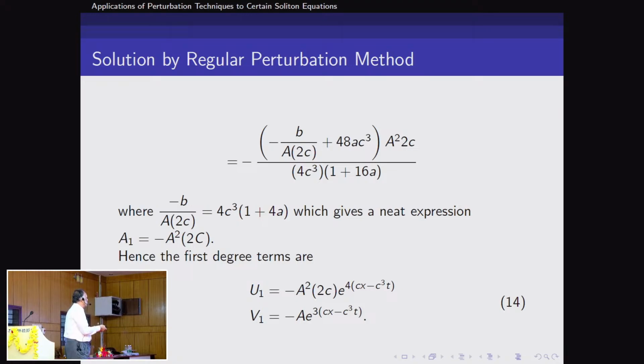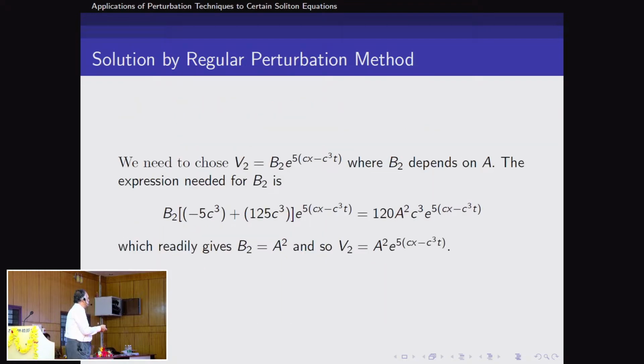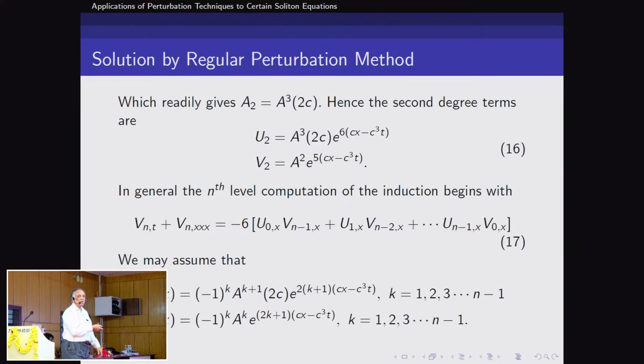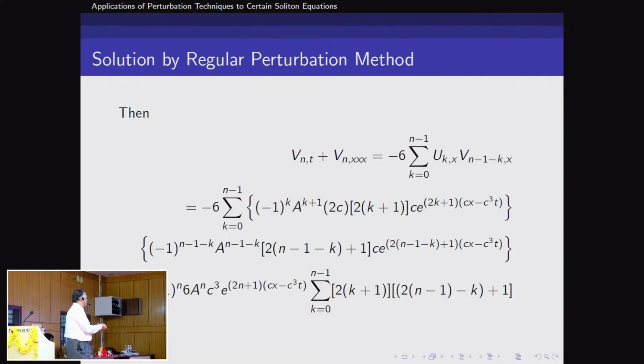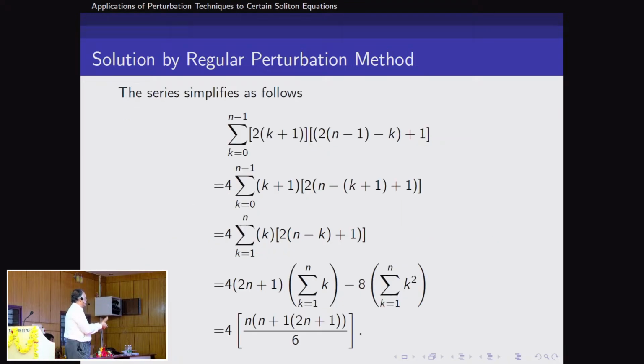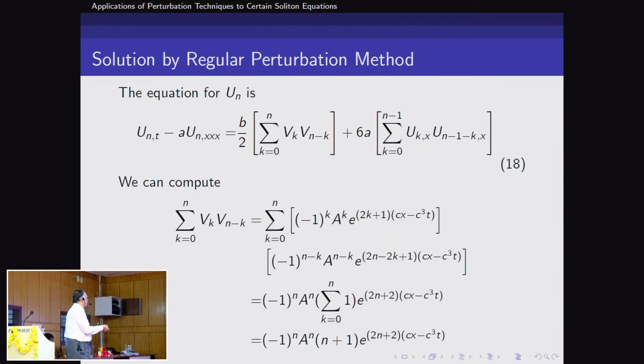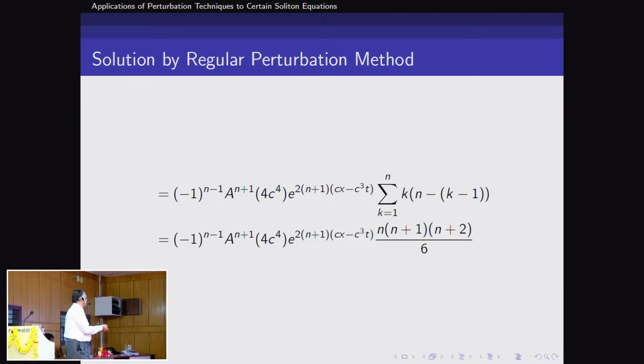So you come to the next level. You will get e to the power of 6 and the other one is e to the power of 5. You can put all of them together and do some induction technique. Again you have to do some high school mathematics. So you will finally get into that form, sigma k squared and sigma k. So you will get Vn to be like this.